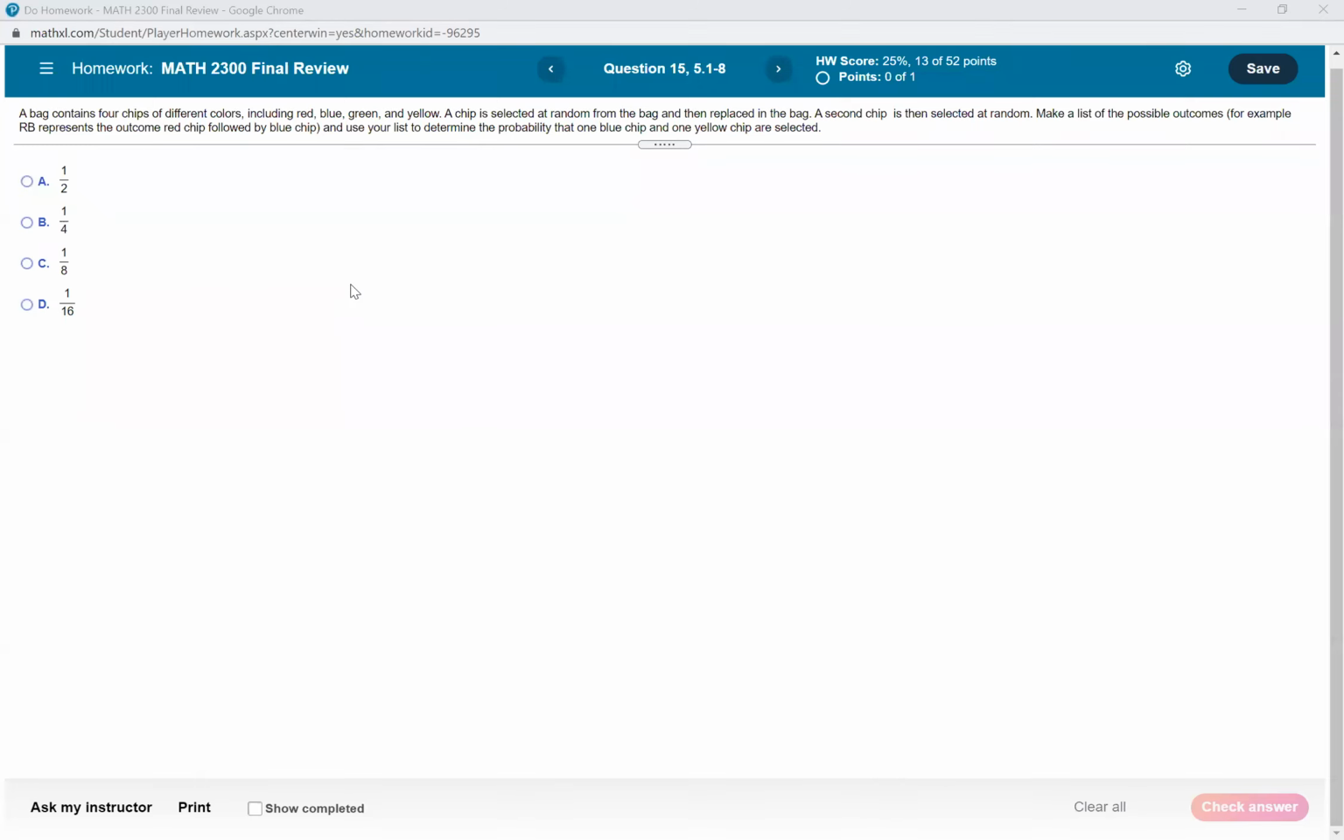Okay, so here we need to find the probability. A bag contains 4 chips of different colors, including red, blue, green, and yellow. A chip is selected at random from the bag and then replaced in the bag. Then a second chip is selected at random. So make a list of all possible outcomes. For example, we have 4 different colors of chips: red, blue, green, and yellow.